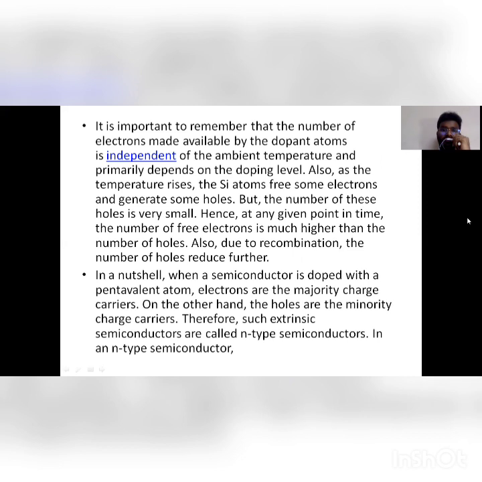Also, as the temperature rises, the silicon atoms free some electrons and generate some holes. But the number of these holes is very small. Hence, at any given point in time, the number of free electrons is much higher than the number of holes. Also, due to recombination, the number of holes reduces further. In a nutshell, when a semiconductor is doped with a pentavalent atom, electrons are the majority charge carriers. On the other hand, the holes are the minority charge carriers. Therefore, such extrinsic semiconductors are called n-type semiconductors.